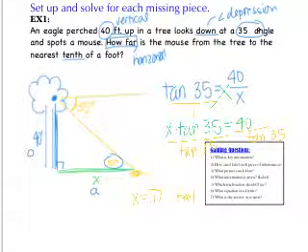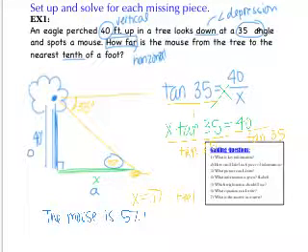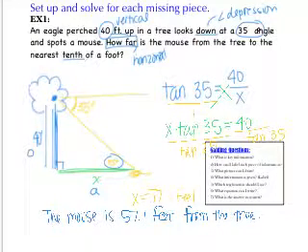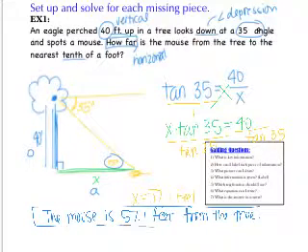Alright, so what is the answer in context? So I'm going to say the mouse is 57.1 feet from the tree. And yes, you do need to write that sentence. Alright, so that's how we solve these word problems.